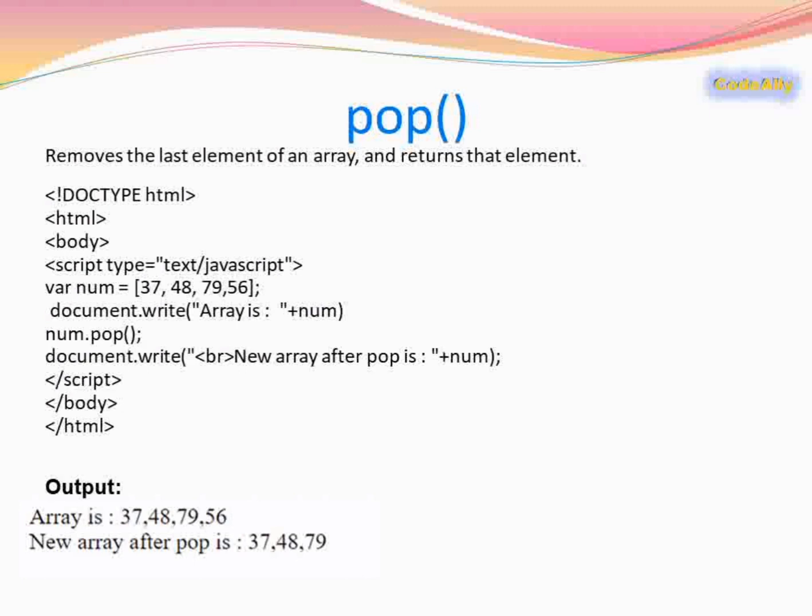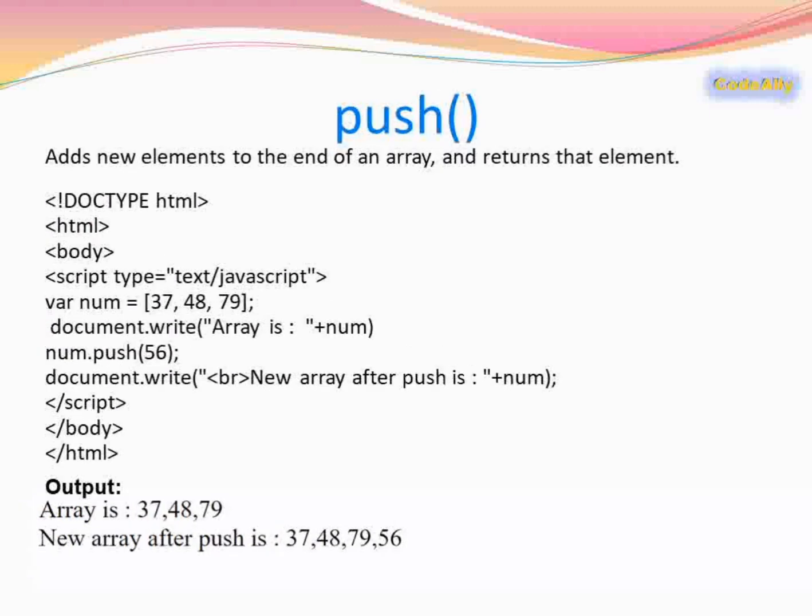Next is the pop method. It removes the last element from the array. We can see we have an array, and if we apply num.pop, it has removed the last element. After removal of the last element, you can see 56 is removed, which was the last element. Next is the push method. Push is used to add a new element to the array, and it will return the array also. Again, in this example, we have taken the same array variable and we have pushed the value 56. After pushing, you can see 56 is added at the end.